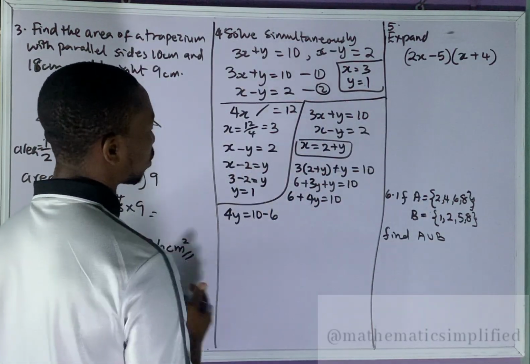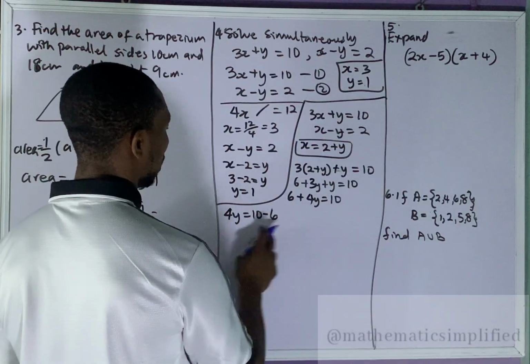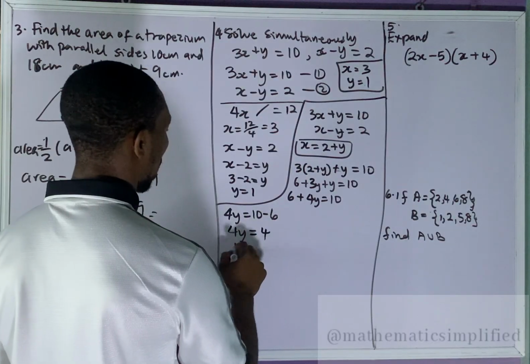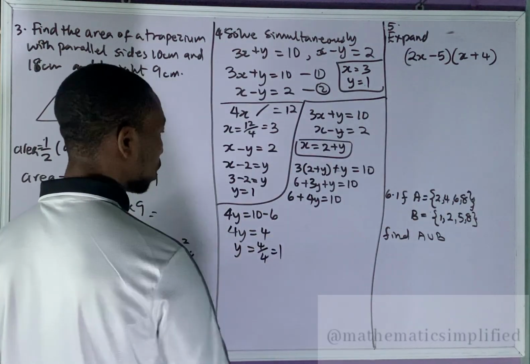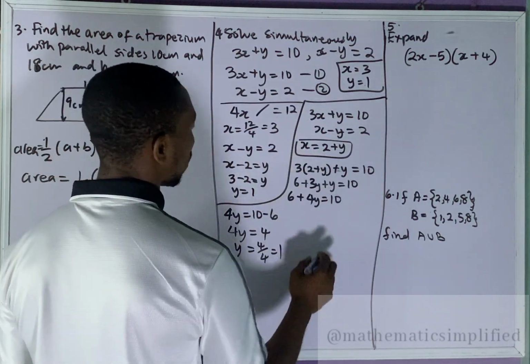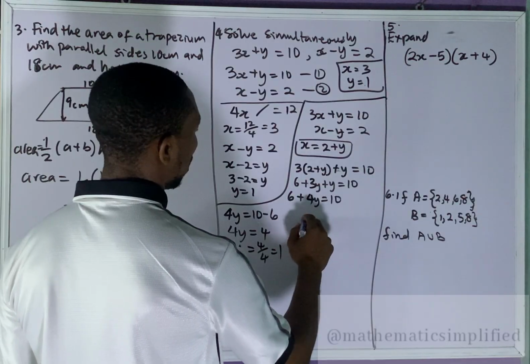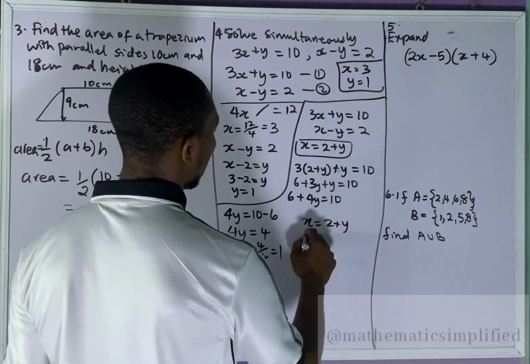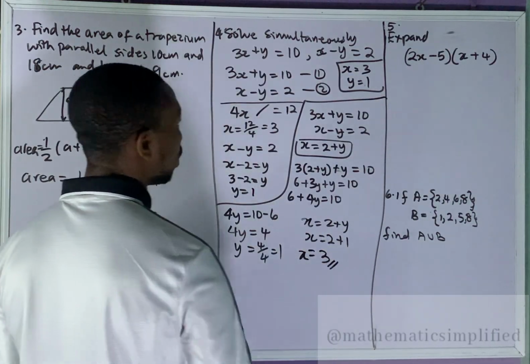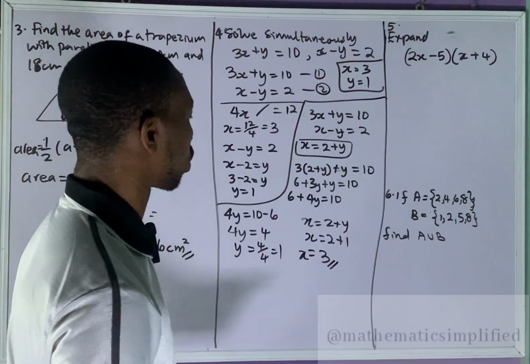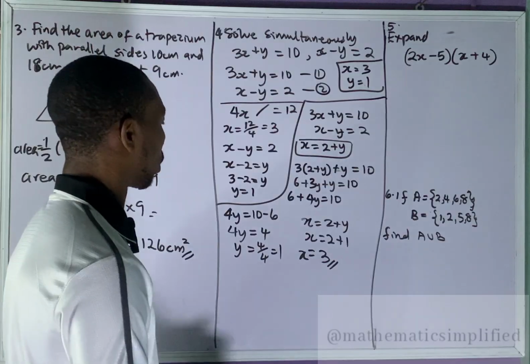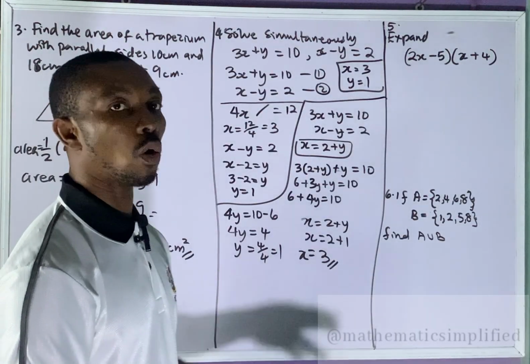So you see, it's very necessary to always confirm your answers. So this becomes 4y equals 4. So y equals 4 over 4, which is 1. Now substituting y equals 1 into x here, x equals 2 plus y, x equals 2 plus 1, which is 3. So now you see how our substitution method has helped us in verifying our answer in our elimination method. So y equals 1 and x equals 3.